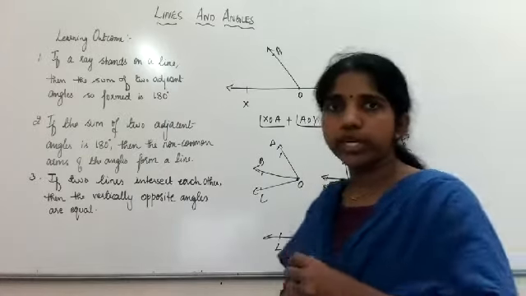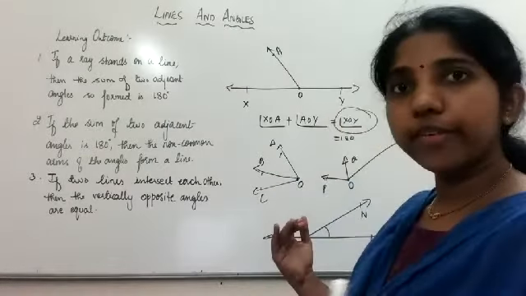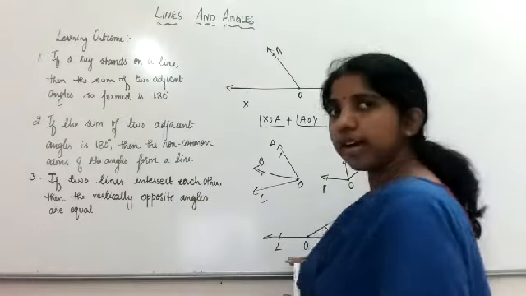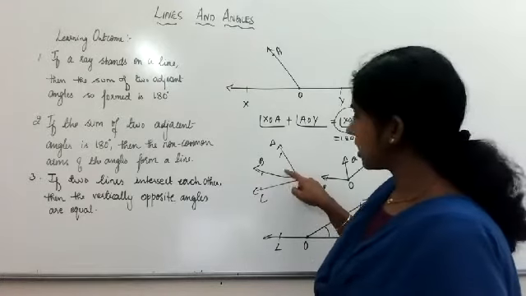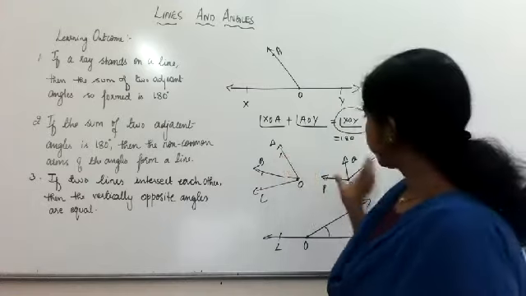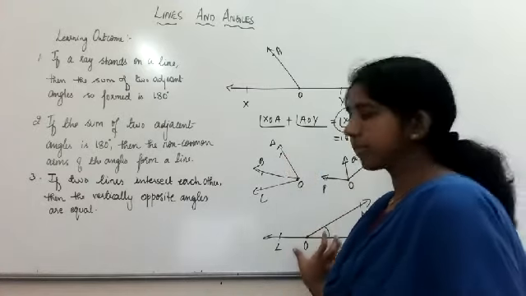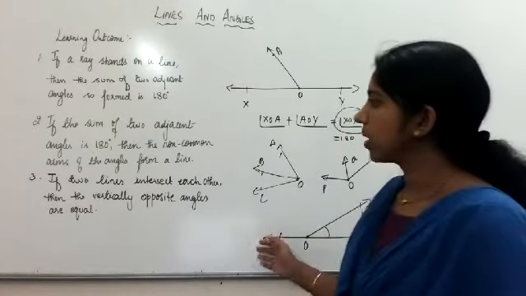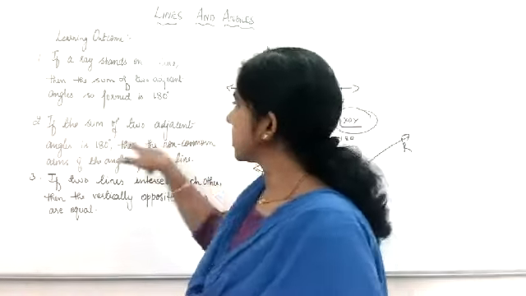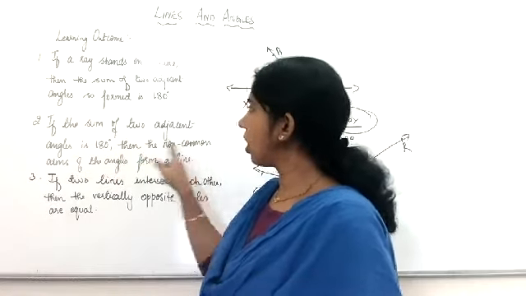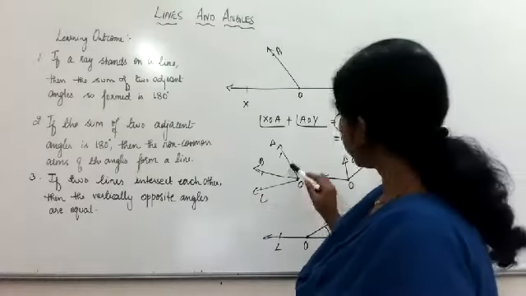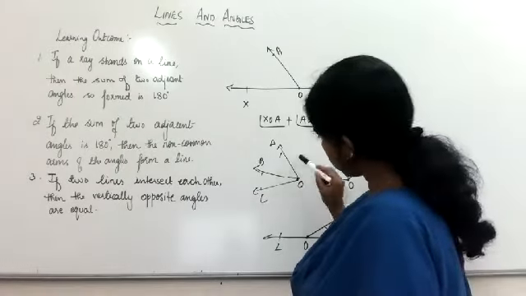By looking at the diagram itself, you can say where we have a straight line. In this diagram we have a straight line. In these two we don't. Here we form an acute angle, here an obtuse angle, and here we have a straight line. What does the converse of the axiom state? If the sum of two adjacent angles is 180 degrees, then the non-common arms of the angles form a line. Here in this diagram, this side is the non-common arm.